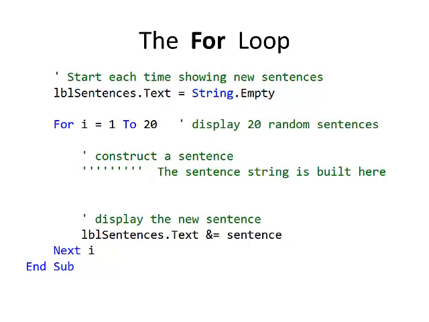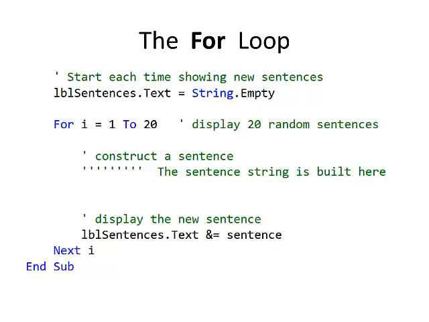I do that so that each time I click the start button, I'll end up with a brand new set of sentences displayed. That way I'm going to have a new set of 20 sentences each time I click the start button. Let's look at the for loop in detail. It says for I equals 1 to 20. So I'm going to go through this for loop 20 times and construct 20 sentences. At the end of the for loop, I'm going to put that sentence into my list box or onto my label. Then the next time I'll put another one, another one, another one, another one. So I'm going to end up with a total of 20 sentences.